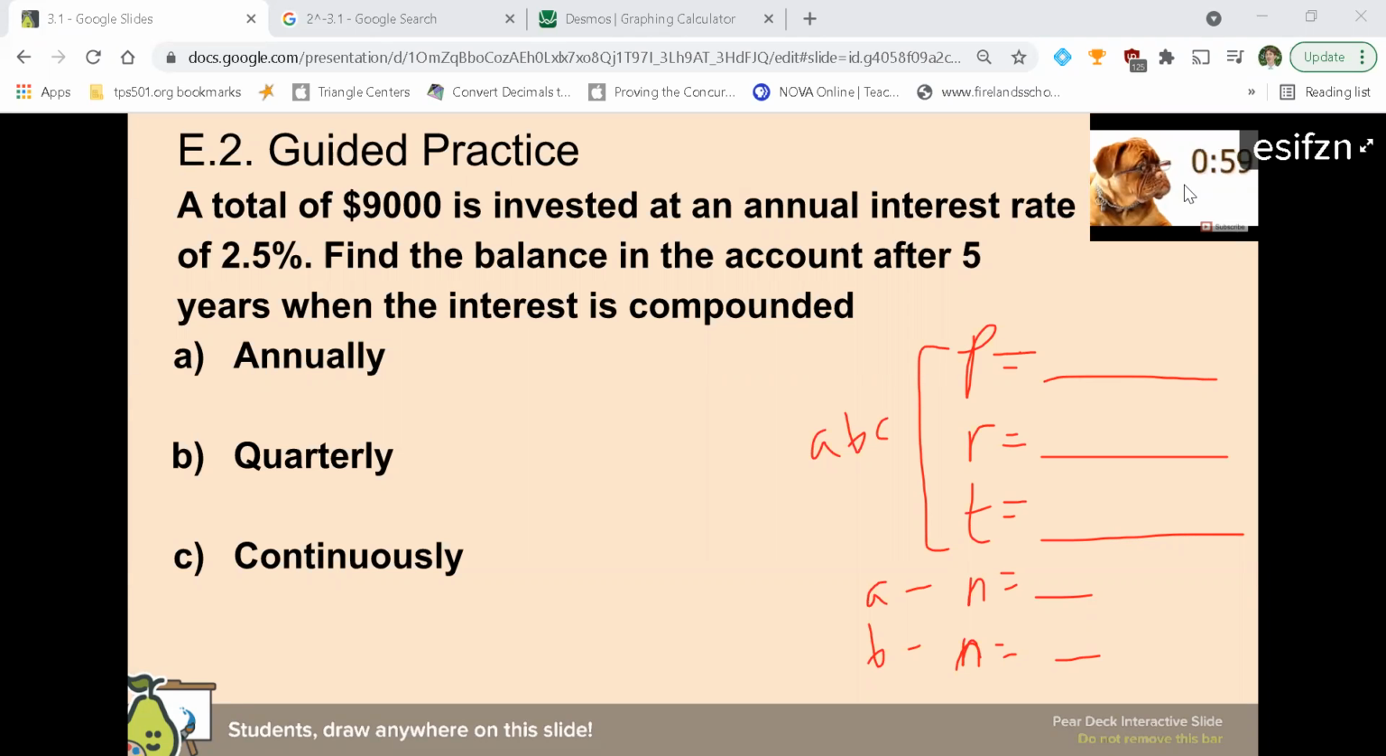One more hint. For A, n should be 1. It's compounded once a year, annually. For B, n should be 4. It's compounded quarterly, so that would be 4 times a year.